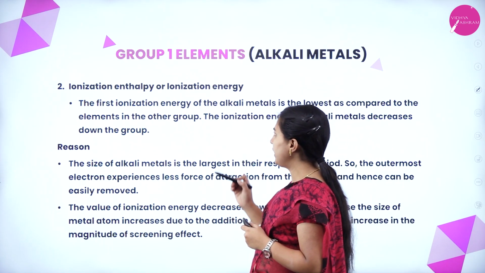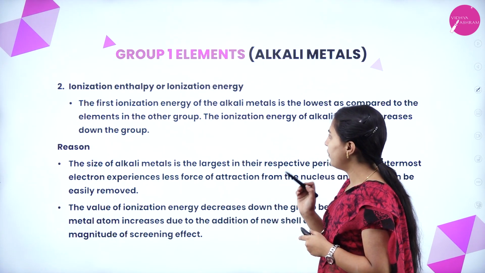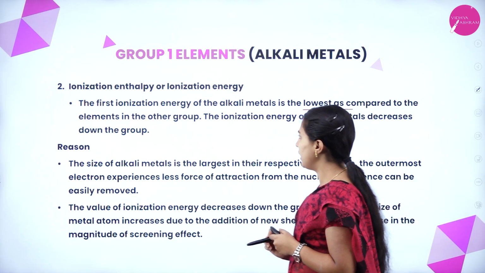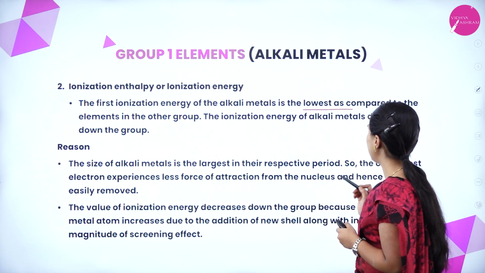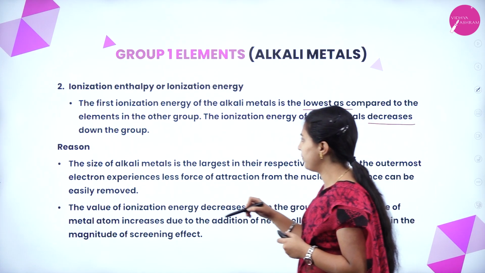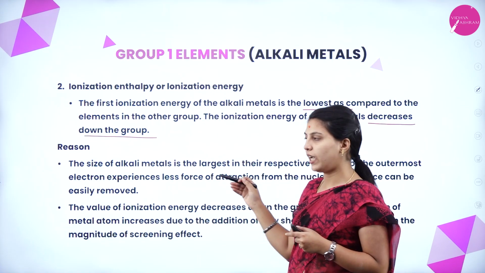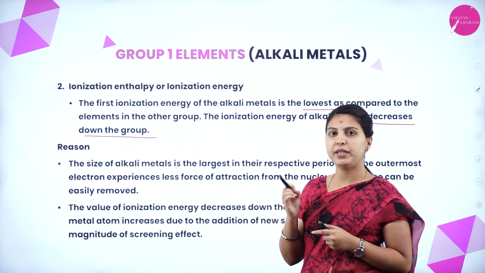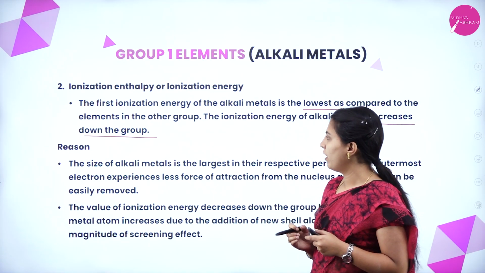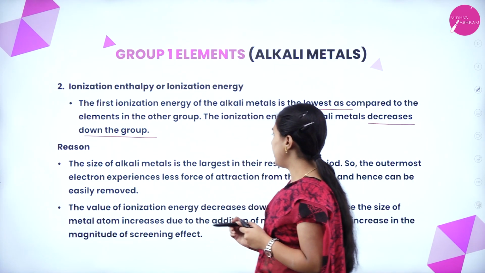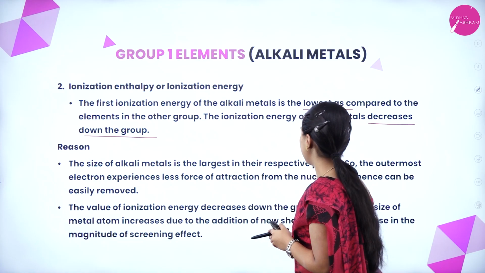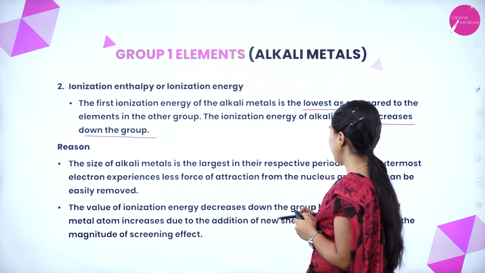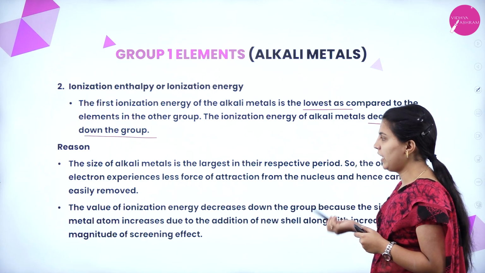Next, ionization enthalpy or ionization energy. The first ionization energy of the alkali metals is the lowest compared to the elements in other groups. The ionization energy of alkali metals decreases down the group. What is the reason? The size of alkali metals is the largest in their respective periods, so the outermost electron experiences less force of attraction from the nucleus and hence can be easily removed.